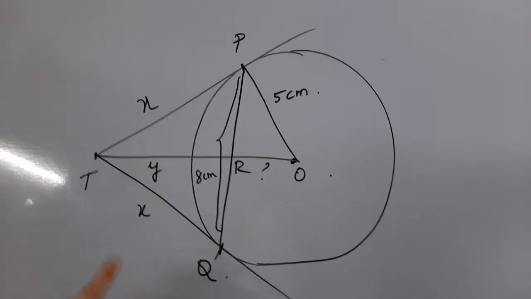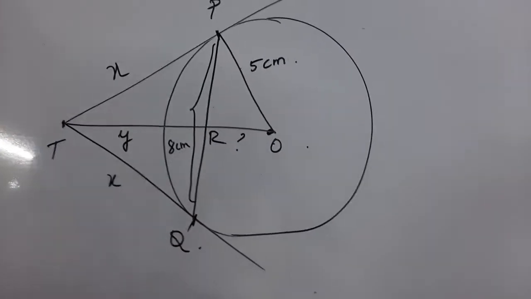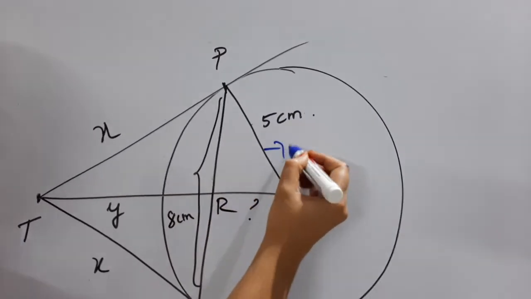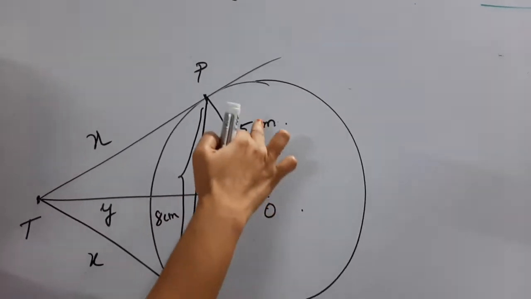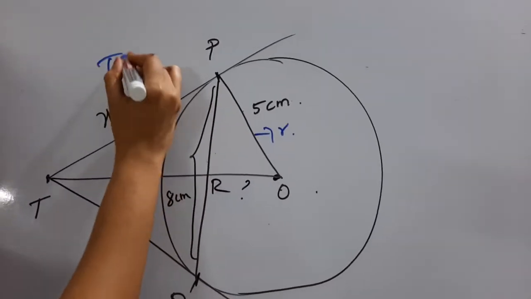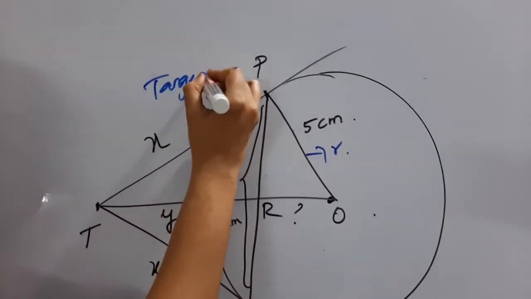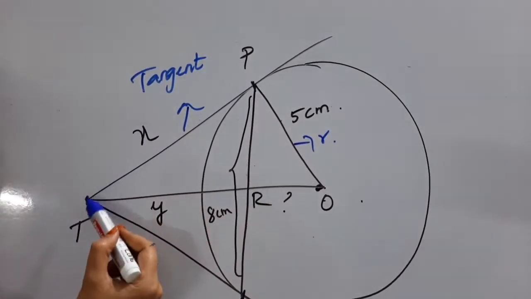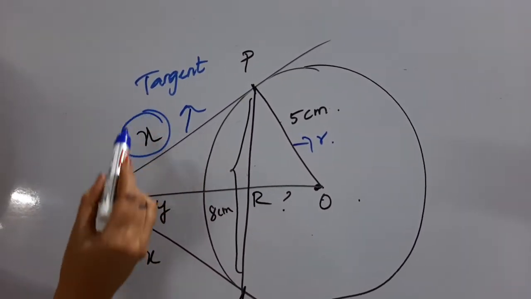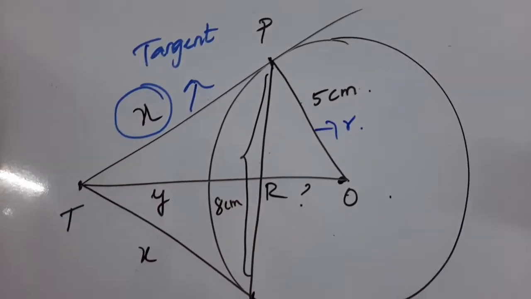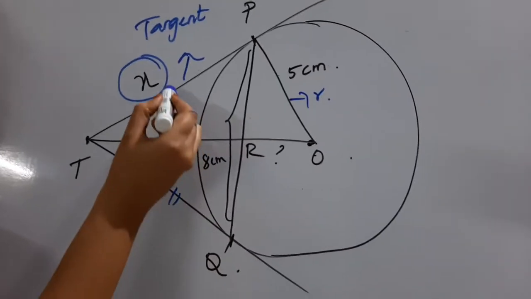The same diagram is there in the board also. What is OP? Radius. Radius of the circle is 5 cm. What is TP? TP is the tangent. What is the measure of PT? We did not know, so I considered that as x. If TP is x, what about TQ? That is also x. Why?